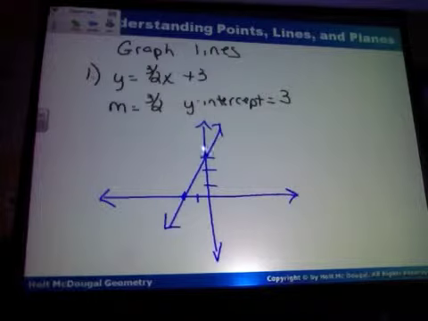Now notice how I didn't go up 3 and right 2, because I didn't have room. So what I can also do is do 2 negatives. I can go down 3 and left 2 and still have the same line. One way you can check, I have a positive slope. Left to right, this is a positive slope.